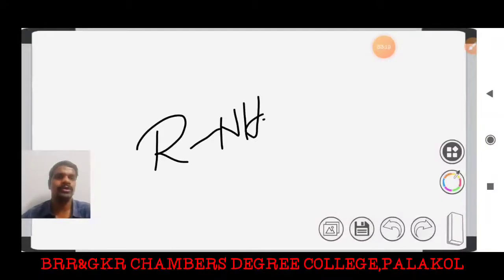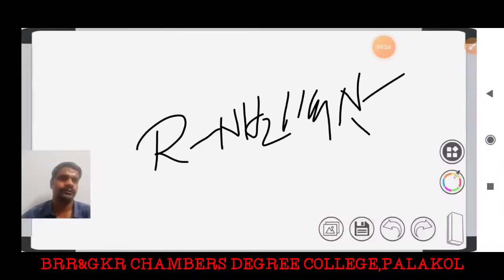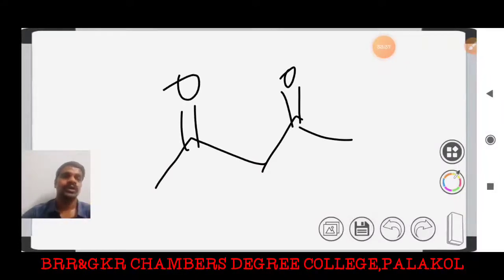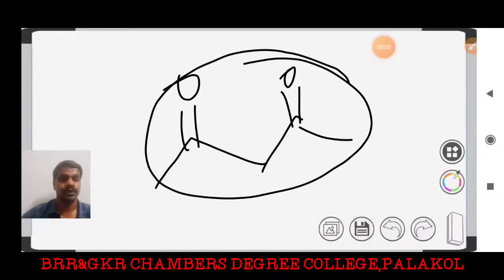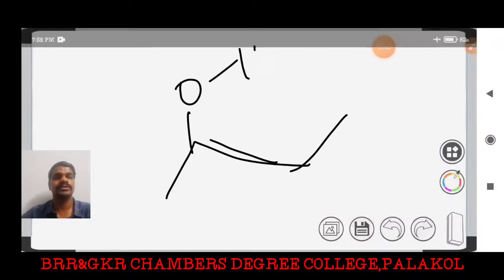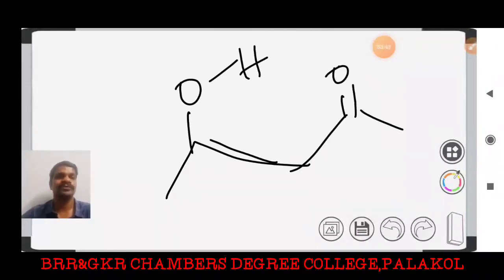And here we take amine, NH2. In the amine molecule also we can observe hydrogen bonding. So amines, alcohols, carboxylic acids, phenols or beta diketones, all these molecules exhibit hydrogen bonding. Here it undergoes keto-enol tautomerization and it exhibits like this. So here it exhibits strong intramolecular hydrogen bonding.